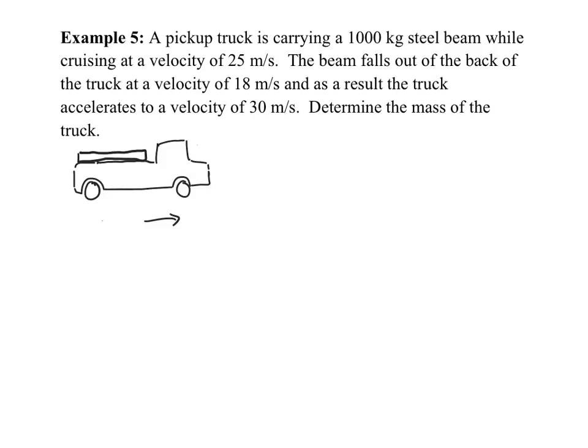So I can start this problem off by saying M1 plus M2 times Vi. I know already that they're starting together, and then they're separating. So because they're together, we have a lumped mass. Since they separate, we have separate masses and velocities after.